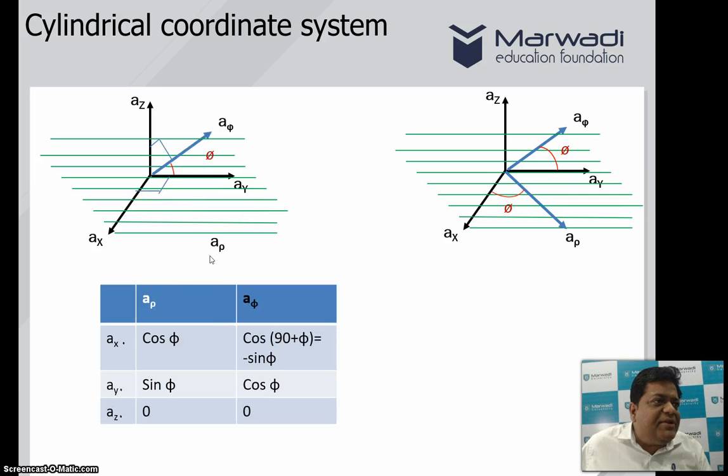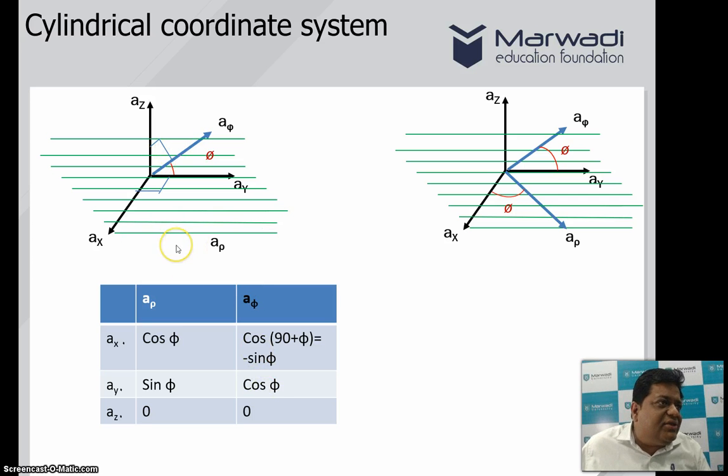Now let us see what happens with a phi. Again a phi is on the xy plane, but a phi is at an angle of 90 plus phi with respect to Ax. So when I want to find Ax dot a phi, the angle becomes 90 plus phi, and cosine of 90 plus phi is going to be minus sin phi. Similarly, if I want to find Ay dot a phi, the angle between them is just phi, so I will take it as cos phi. And for a phi and Az, the angle is 90 degrees, so cos 90 will be 0.